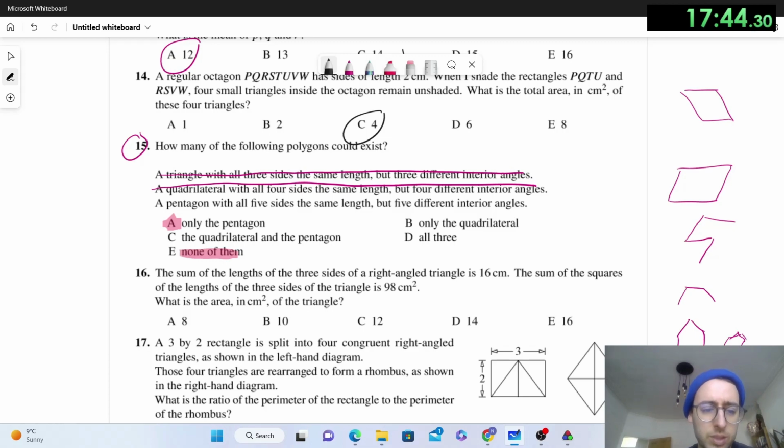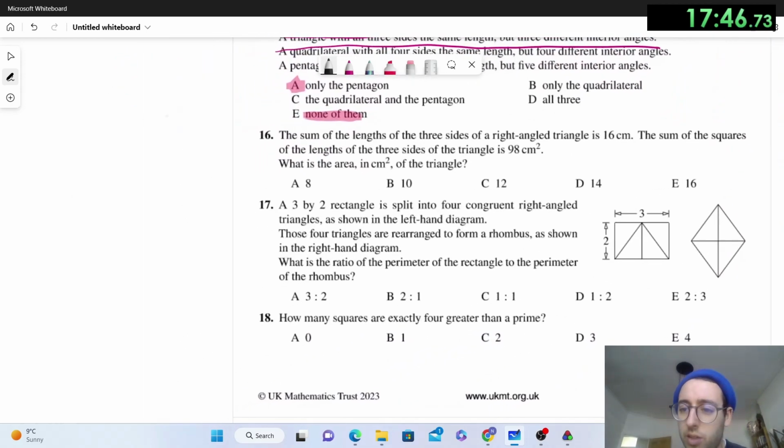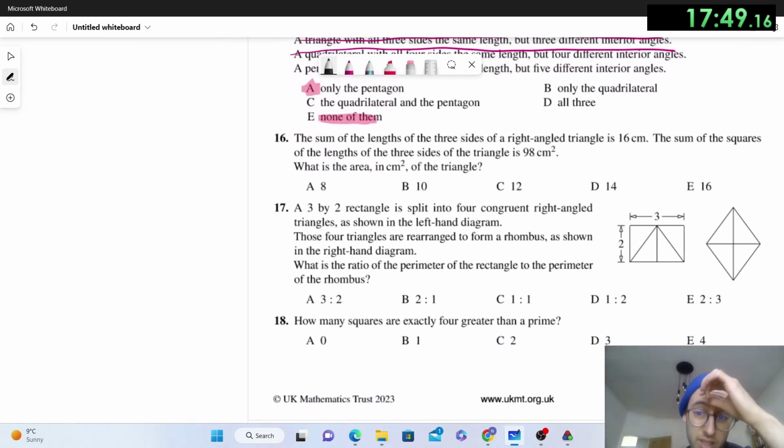Okay, that was weird. The sum of the lengths of the 3 sides of a right angle triangle is 16. The sum of the squares of the lengths of the 3 sides is 98. Wait, what?